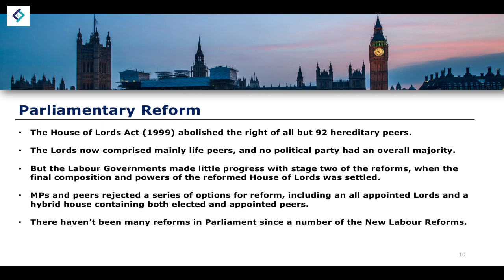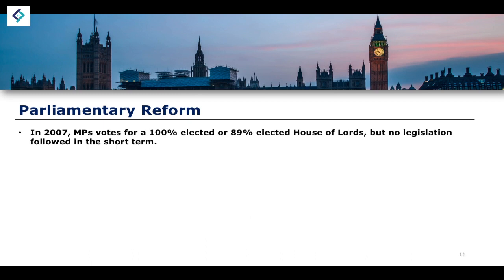So as I've said, a lot of these major reforms to the UK's constitution since 1997 took place under the large majority of New Labour. And then since then, we've seen a relative amount of stagnation, with the notable exception, of course, being relating to Brexit, which we will get to. In addition to this, in 2007, MPs voted for a 100% elected, or potentially an 80 or 50% elected House of Lords, but no legislation followed in the short term.